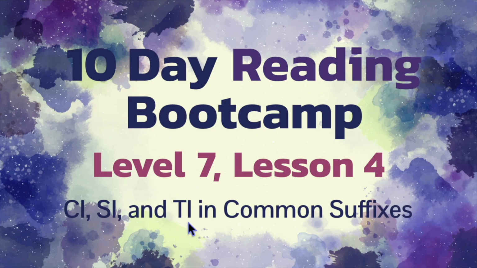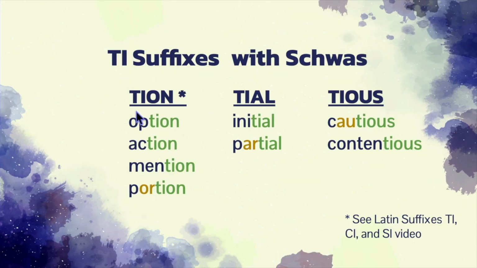We're going to learn about the 3 ways the sound sh is spelled in Latin suffixes. The most common one is shun, spelled T-I-O-N. You can see my video about Latin suffixes for more information about these. The T and the I together in all 3 of these suffixes say sh, and the O and the A schwa, which means they take the muffled sound of a short U. So this is shun, like option, action, mention, OR says or, and portion. So this is our suffix shun.